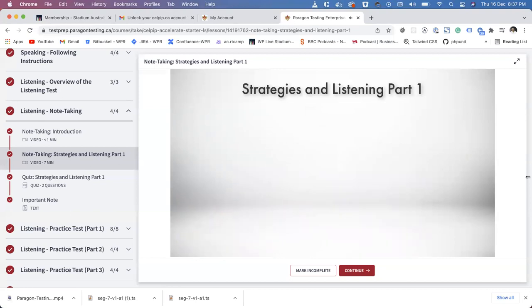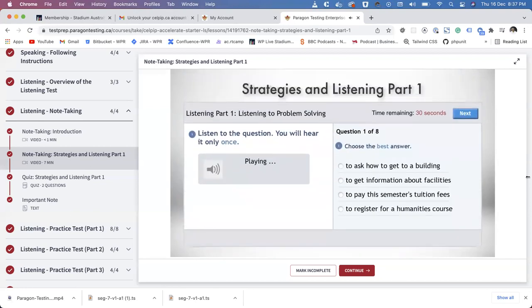Now here's a question from this part of the conversation. Remember that in listening parts 1, 2, and 3, you don't read the question, you only hear it. Why has the man come to the woman? I know from my notes that the man wants information about his locker. Lockers are a type of facility at universities, so B, to get information about facilities, is the correct answer.